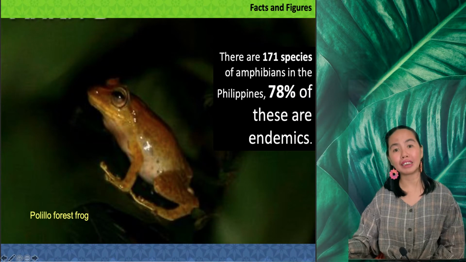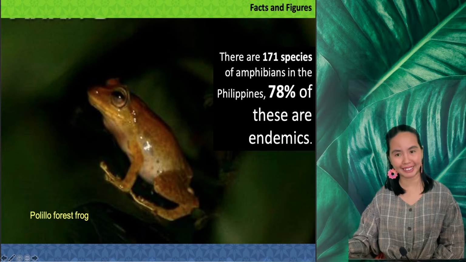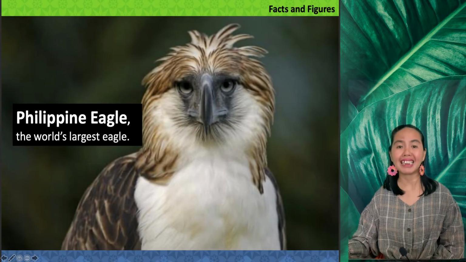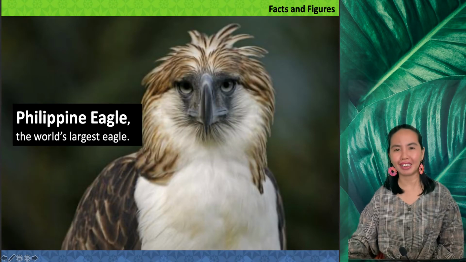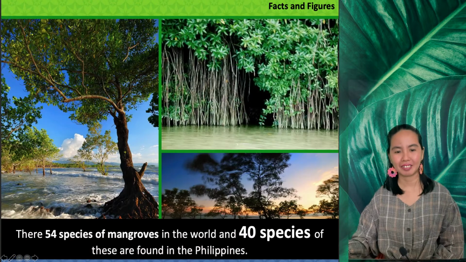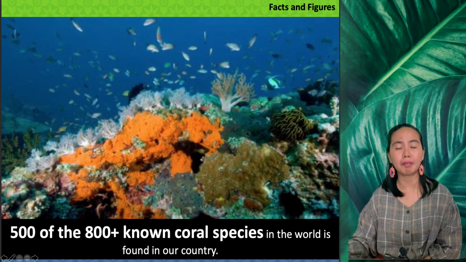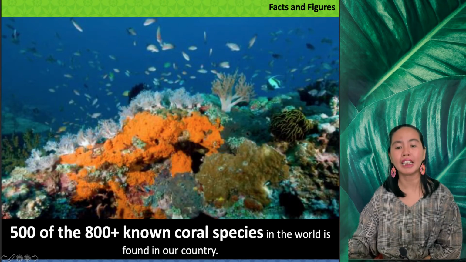There are 171 species of amphibians in the Philippines. 78% of these are endemics. Philippine eagle, the world's largest eagle. There are 54 species of mangroves in the world, and 40 species of these are found in the Philippines. 500 of the 800 plus known coral species in the world are found in our country.